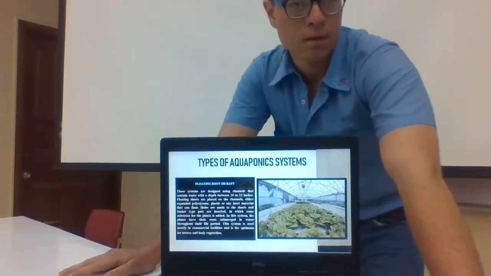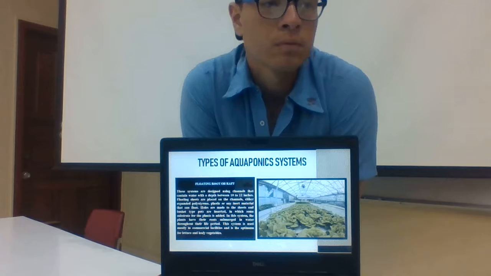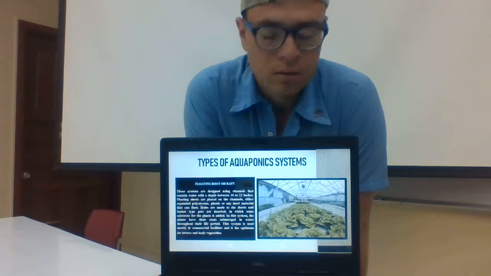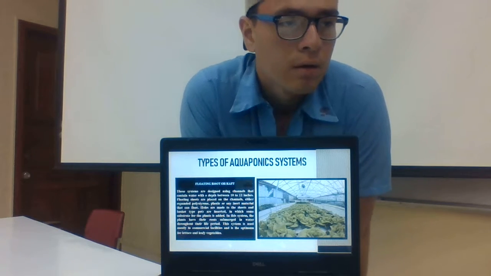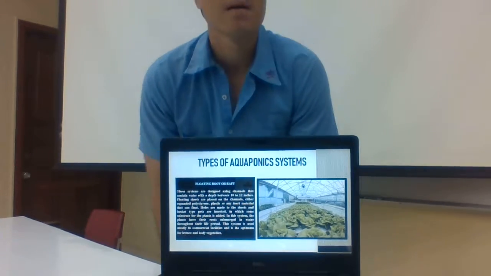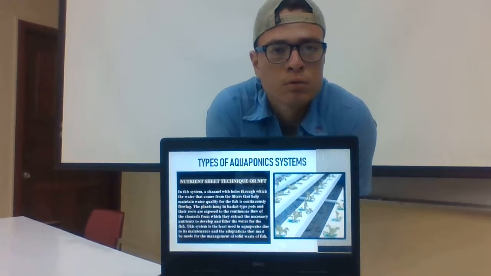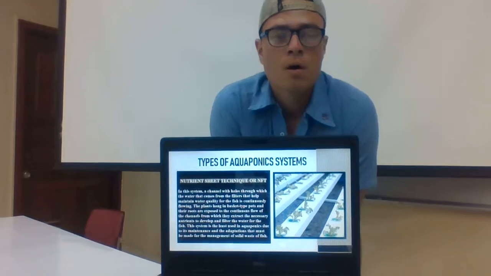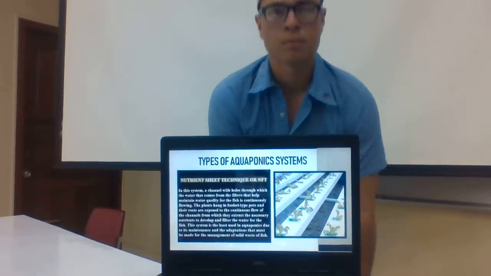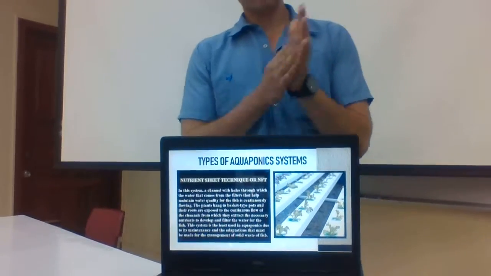In this system, a channel with holes, through which the water that comes from the filters helps to maintain the water quality for the fish, is continuously flowing. The plants hang in basket-type pots, and their roots are exposed to the continuous flow of the channels, from which they extract the necessary nutrients to develop and filter the water for the fish.